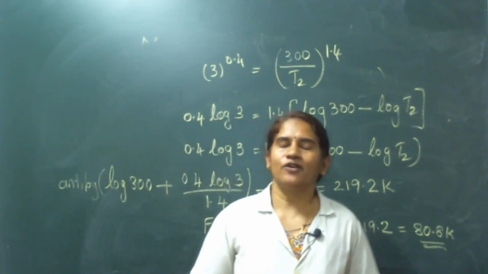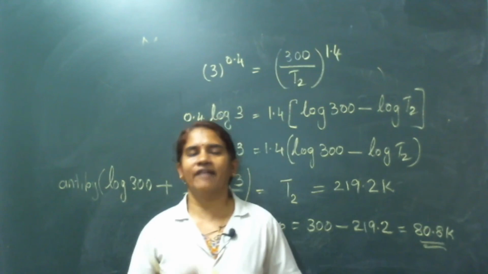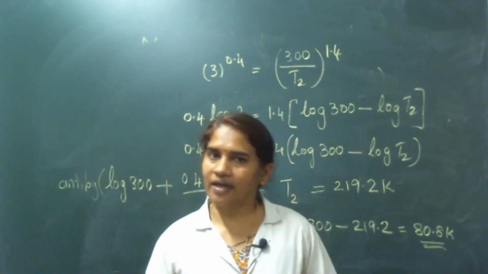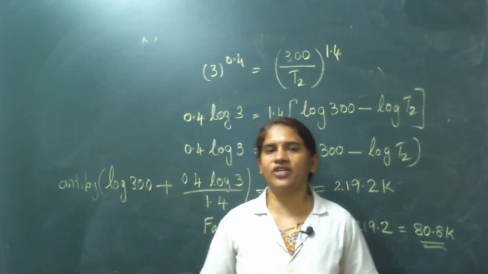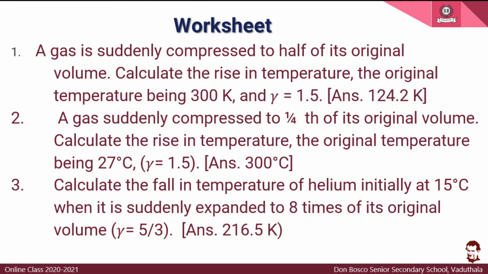So, with this we are going to wind up today's class. Just to recap what we have studied: Mayer's relationship we have derived and some numericals also we have done. Clear? After studying the portions, the worksheet is attached here. You have to go through this worksheet. Some simple numerical questions are given, which you have to do after studying the chapter.